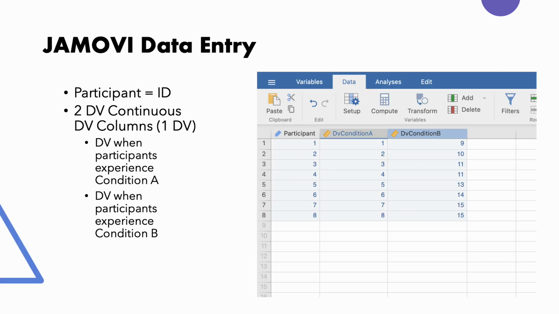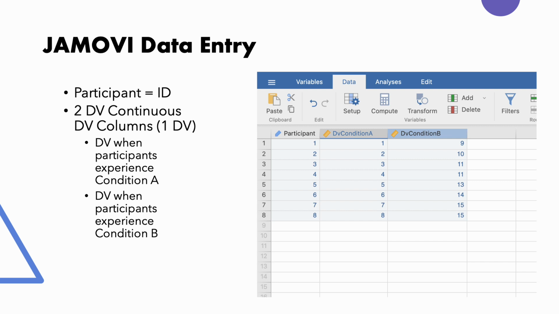Now, if you look at Jamovi data entry, you have three columns, but they're different from the last one we ran. You have a participant column, which is an ID type. And then you have two dependent variable columns that are both continuous. And this is confusing, but the first one is the dependent variable when participants experience condition A. And the second one is the dependent variable when participants experience condition B.